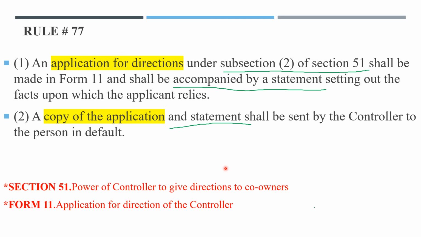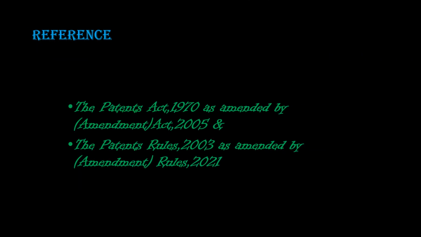Please try to remember that slide, so that if any question relevant to these rules, sections or forms is asked, you can answer it very well. The reference is the Patents Act 1970 as amended by the Amendment Act 2005, and the Patents Rules 2003 as amended by the Amendment Rules 2021.